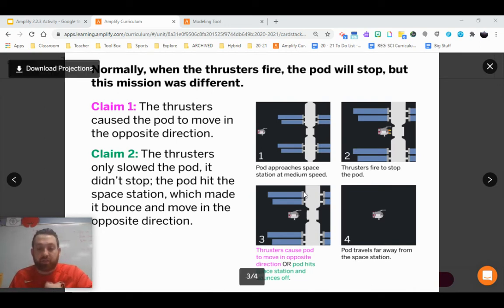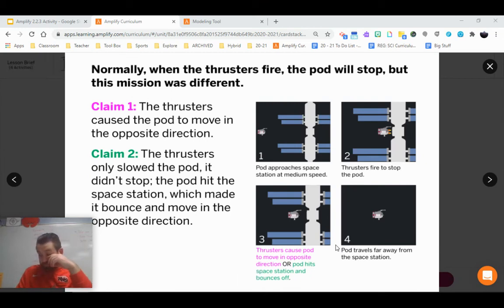So we have our two claims. During that missing communication time, we know that either the thrusters could have caused the pod to move in the opposite direction, or the thrusters only slowed it but didn't stop it. So therefore, it would have hit that space station and bounced off. And then when we reconnected with our space station in our video, we know that it was then moving away.